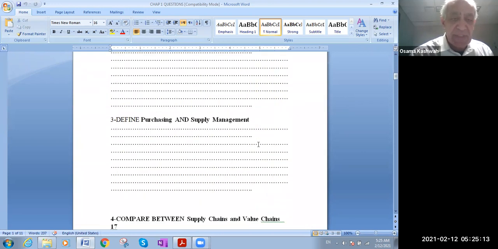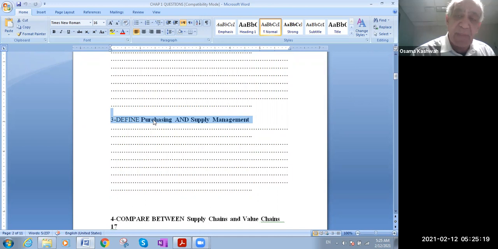The third question is the purchasing and supply chain. So I want you to define the meaning of purchasing and the meaning of the supply chain, and which one includes the other. Is the purchasing including the supply chain, or is the supply chain including the purchasing? Of course, the supply chain is the umbrella for all the activities.